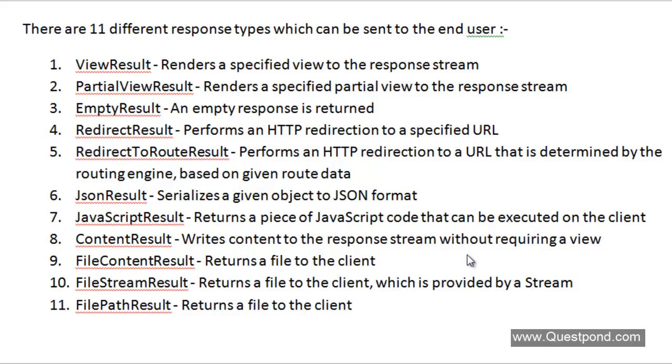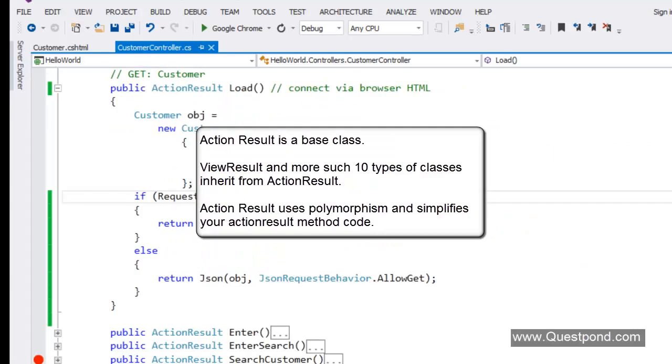So let us summarize what we have learned. Action result is a base class, right? And view result, JSON result, and all of those classes inherit from action result, and they provide a specific kind of result. And why is it architected like this? So that we can have just one method, and depending on the situation, this action method can give different kinds of result types. Because of the virtue of polymorphism, we don't have to write different methods for different types.